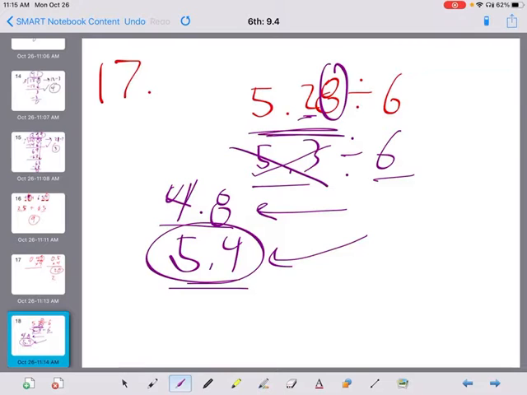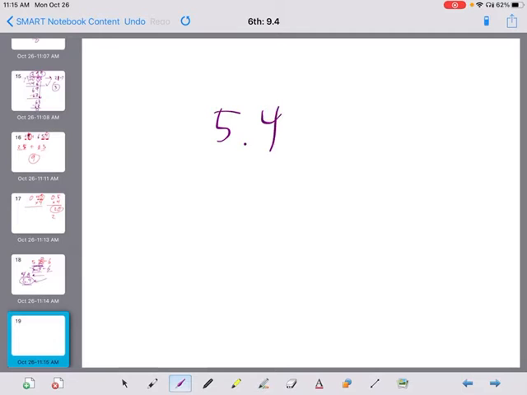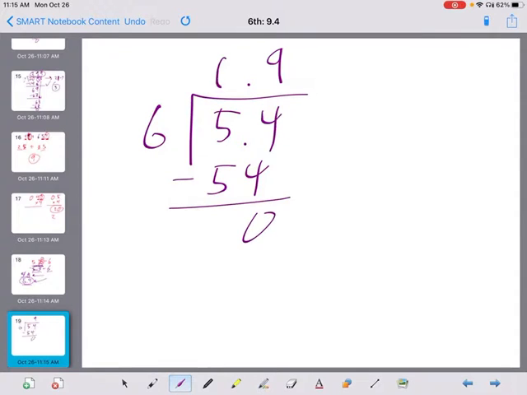So I'm going to do this and open this in a new tab. 5.4 divided by 6. Remember I put my decimal there. 6 goes up into 54. Yep, exactly 9 times. 9 times 6 is 54. Oh, that's right, I got to remember my 0 right there. 9/10 is going to be my answer. It's about that much.